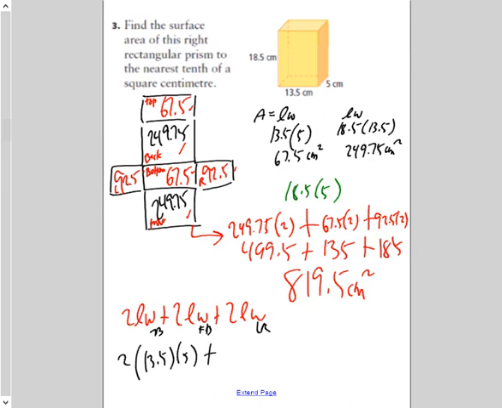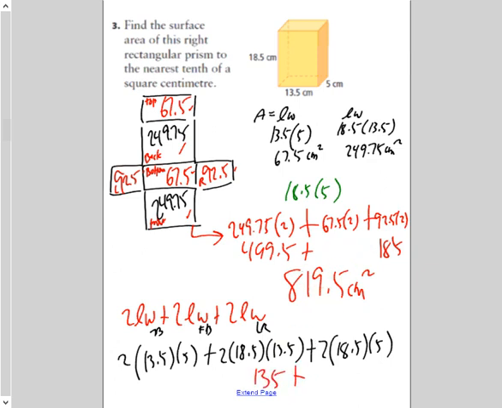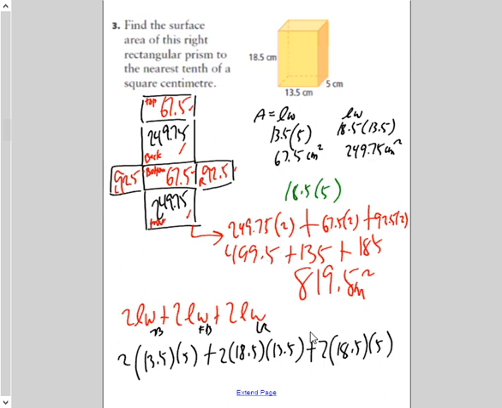And the FB, the front back, are two sides that are 18.5 multiplied by 13.5. And you have two sides that are left and right, which are 18.5 multiplied by 5. When you do this, you will get something like this here, except maybe not in that order. But you will eventually get to that stage right here, and therefore you will eventually get the same answer of 819.5 centimeters squared.